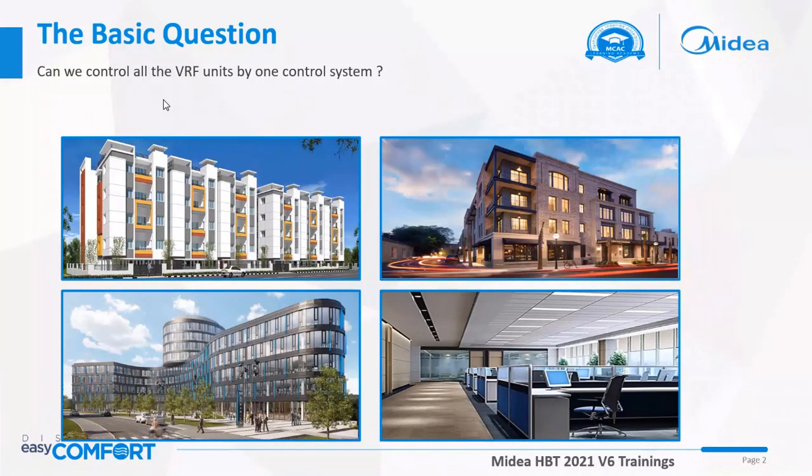Suppose this is a housing society. One housing society has 10 building towers. Each tower has at least 300 flats maybe. So 300 multiplied by 10 towers, 3,000 flats, and if there is one air conditioner in each flat, it will become 3,000 air conditioners, and the owner wants to control the air conditioners from one computer. Go for Immpro.